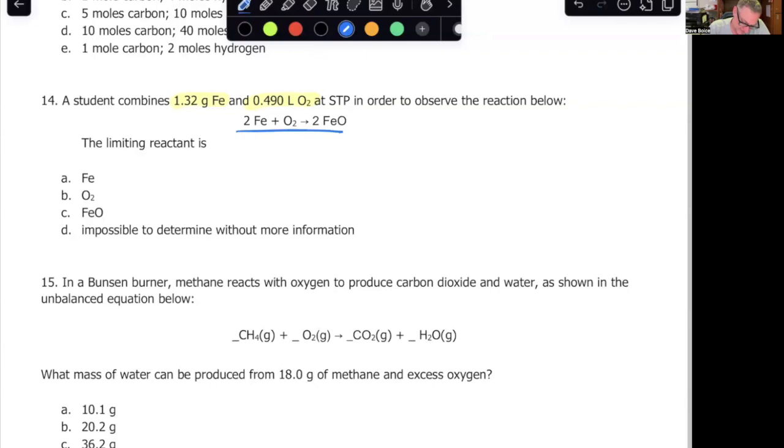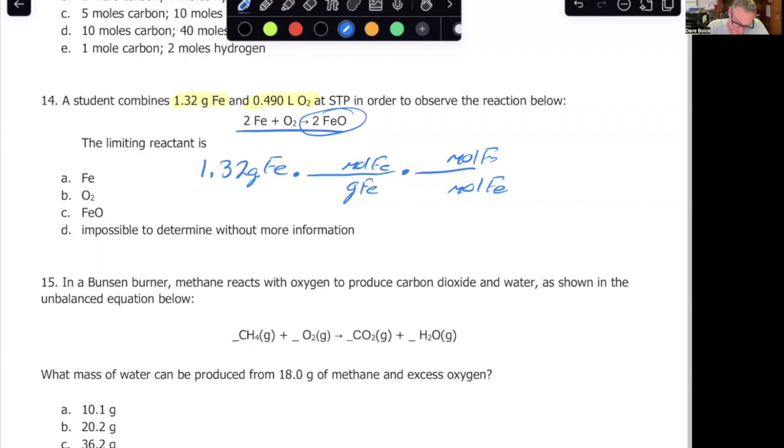So let's start with iron, 1.32 grams of iron, grams of iron to moles of iron, and then moles of iron to moles of iron oxide, because that's the only thing we're creating. So there you go. And I can just stop at moles. I don't really care how many grams or anything it makes.